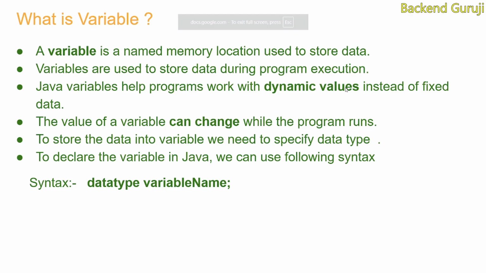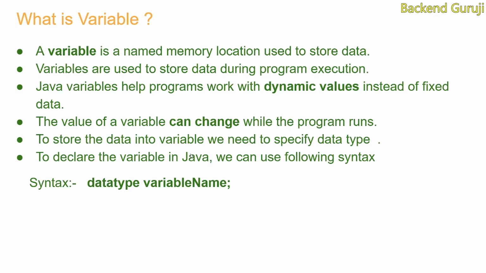Okay, what is a variable? Actually, a variable is a name, a memory location used to store data. Variables are used to store data during program execution. Java variables help a program work with dynamic values instead of fixed data. The value of a variable can change while the program runs. To store data into variables, we need to specify data types.